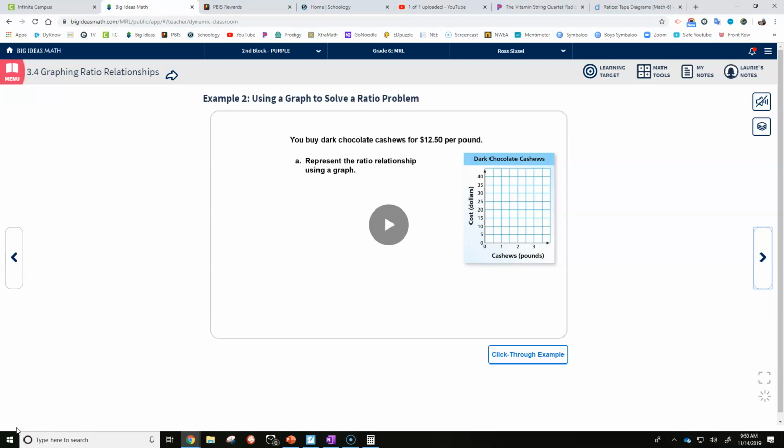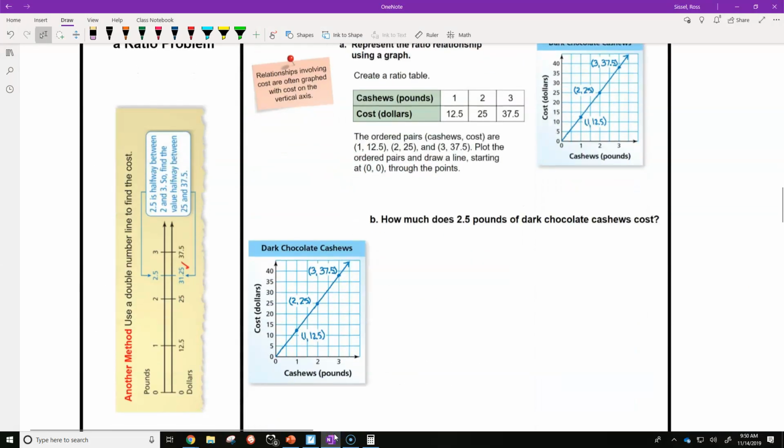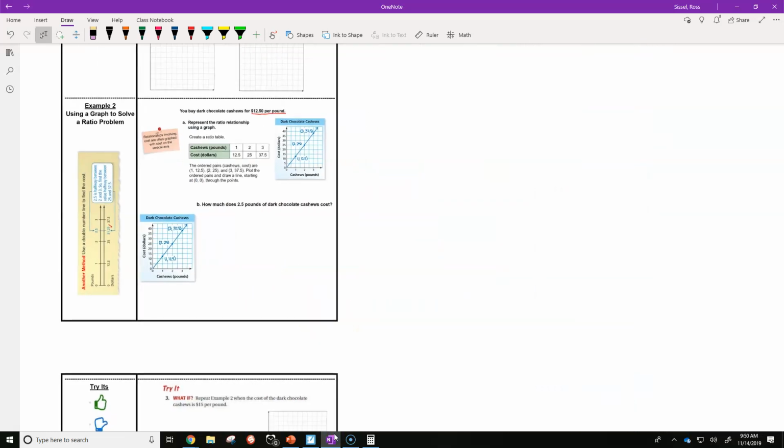Okay, example 2. Go to your notes. We're really close to done. This really shouldn't take us long. Example 2 is using a graph to solve a ratio problem. What we're really having to do is, our first step is to identify our ratio. Wasn't that lesson 3.1? Our second step that you're going to do today is you're going to create a ratio table.